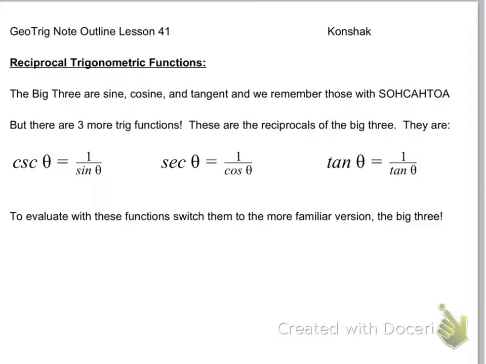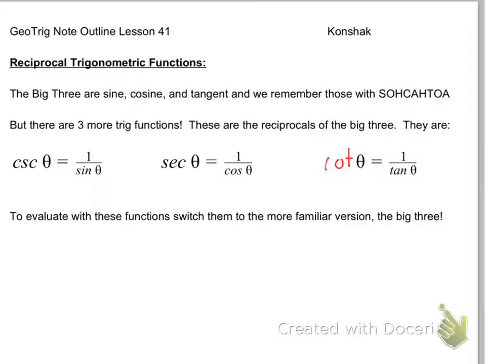If you can do that, then you will have no problem with what I'm going to call the little three. And the little three are the reciprocal trig functions. We have cosecant. Cosecant of theta is 1 over sine theta. We also have secant. Secant is 1 over cosine theta, and cotangent, sorry, cotangent theta is 1 over tangent theta. They say these are the reciprocal functions because they're the reciprocals of the big three.